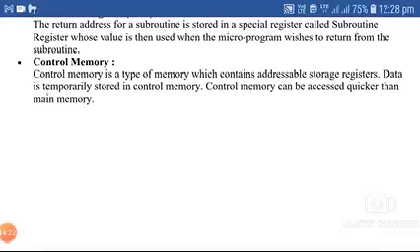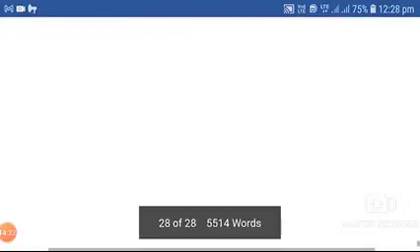Control memory. Control memory is a type of memory which contains addressable storage registers. Data is temporarily stored in control memory. Control memory can be accessed quicker than main memory. And that is the end of part C in the April 2015 university question paper of Computer Architecture.